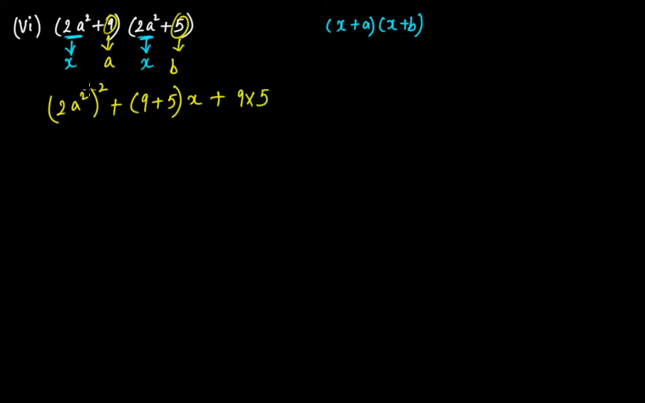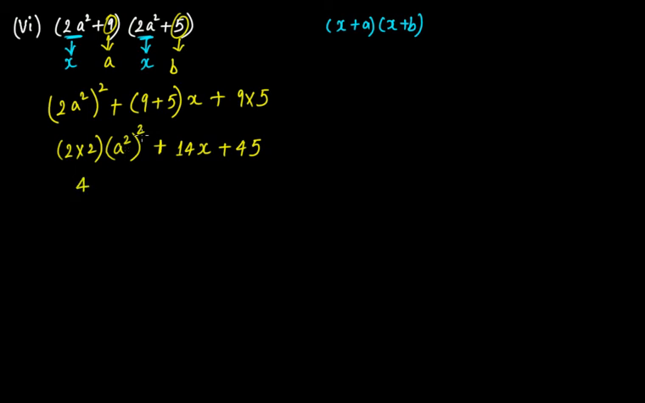This is (2a squared) whole squared. So this is basically 2 multiplied by 2, and then (a squared) whole squared, right? 2a squared means 2 whole squared, 2 multiplied by 2, and this a squared will be raised to the power 2, plus 9 plus 5 is 14x, and here you have 45. So if you solve this you get 4.